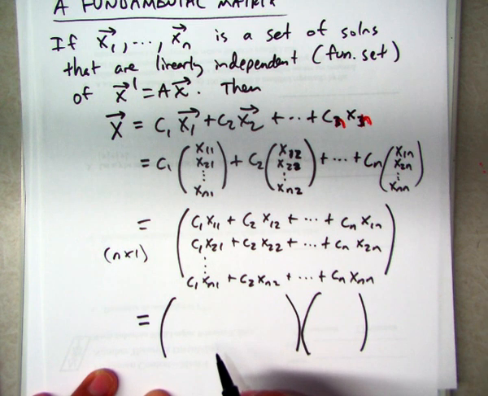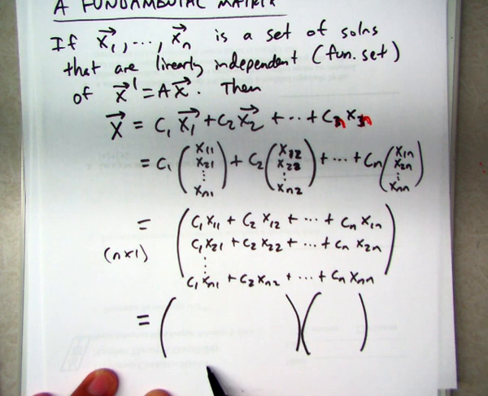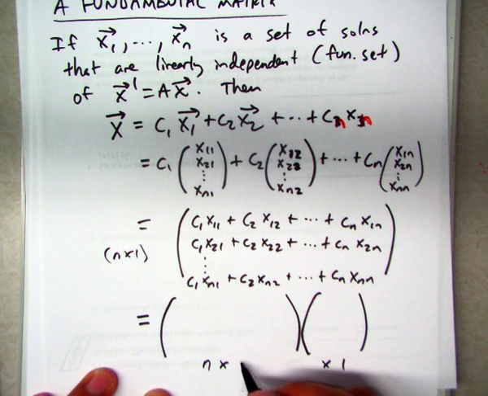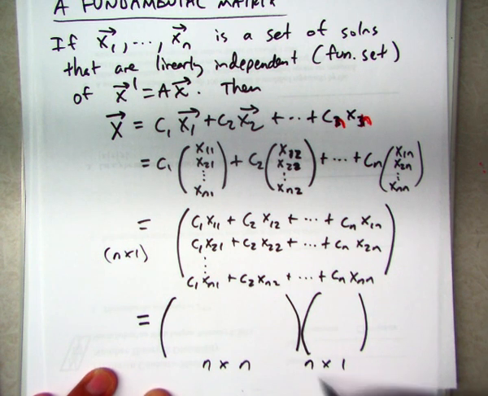What size matrix would this be? How do I get an n by 1? And this has to be something by 1, right? Has to be n by n. So this has to be n by 1. Okay?